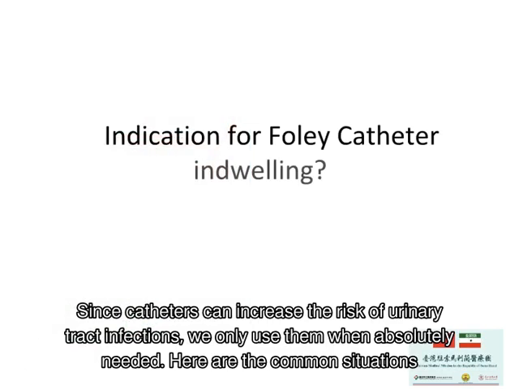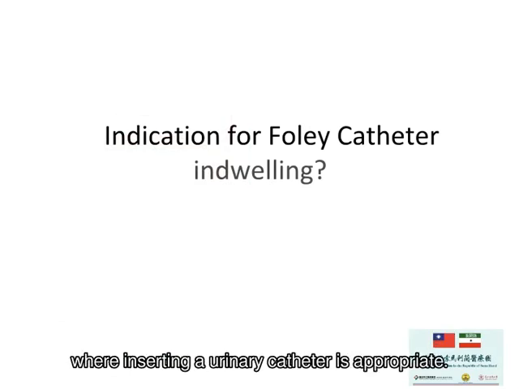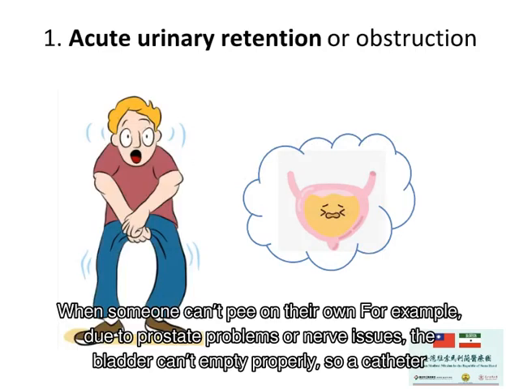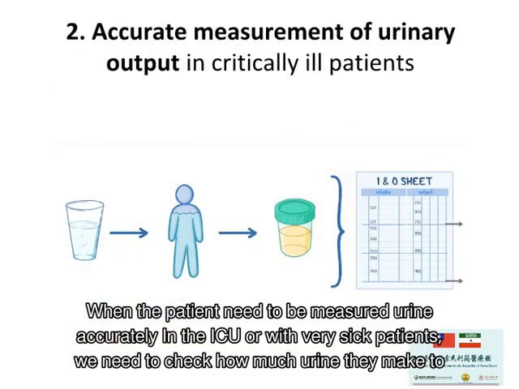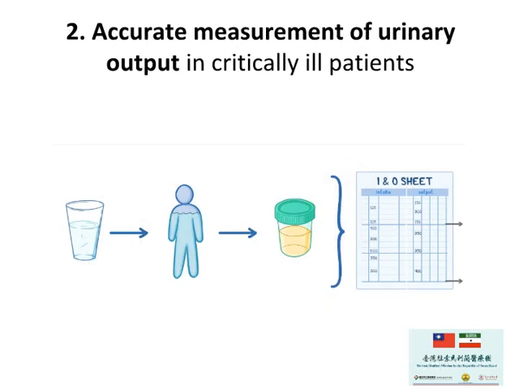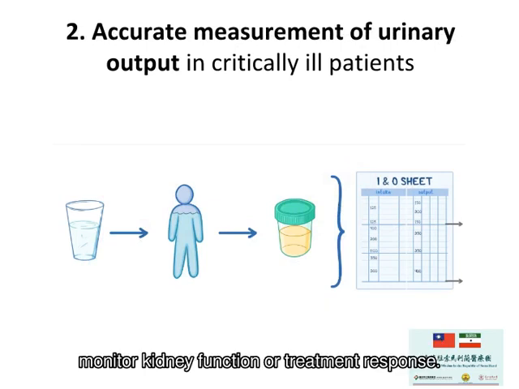Since catheters can increase the risk of urinary tract infections, we only use them when absolutely needed. Here are the common situations where inserting a urinary catheter is appropriate. When someone can't pee on their own, for example, due to prostate problems or nerve issues, the bladder can't empty properly, so a catheter helps drain the urine. When urine needs to be measured accurately in the ICU or with very sick patients, we need to check how much urine they make to monitor kidney function or treatment response.